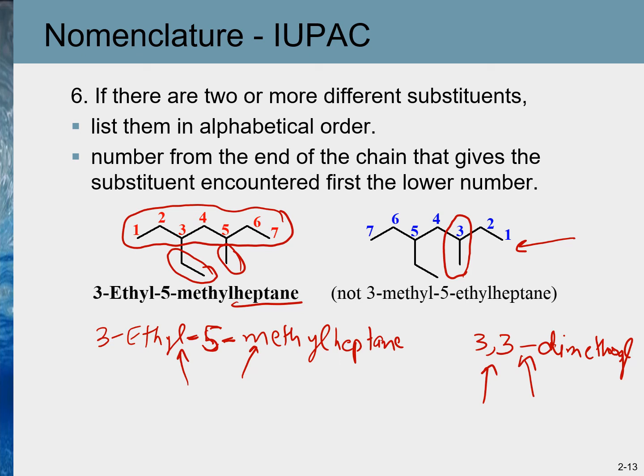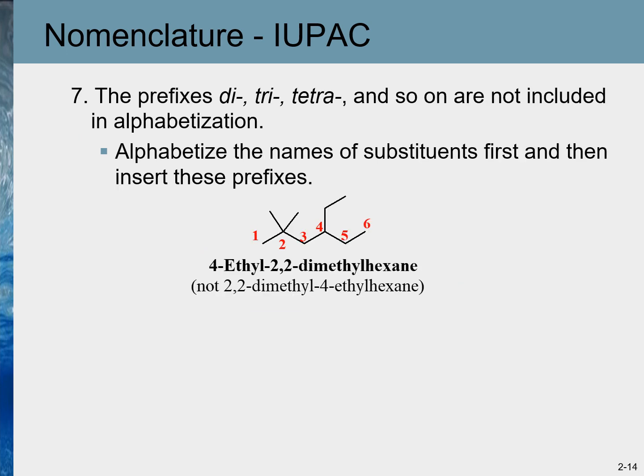And just like in any English sentence, the first letter is always uppercase and the rest are all lowercase, and they're all together. There is no space between the substituent and the parent. No space here. No space between substituent and parent name. The prefixes di, tri, and tetra, and so on, are not included in the alphabetization.